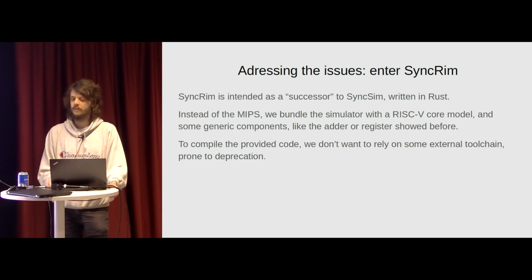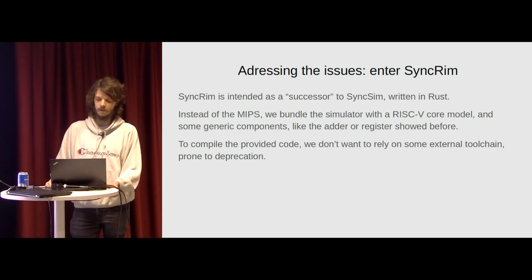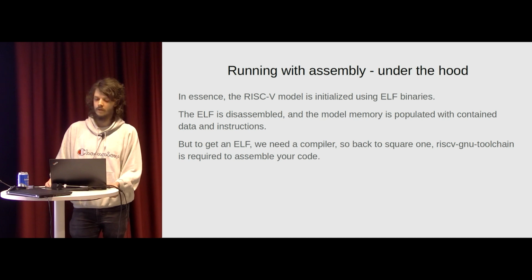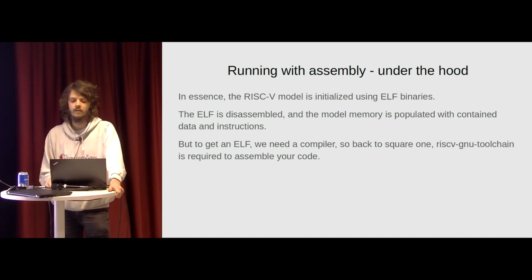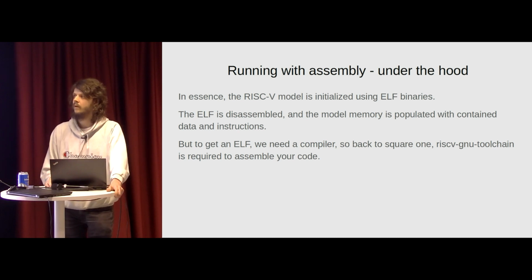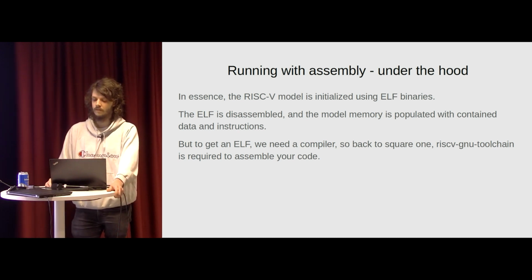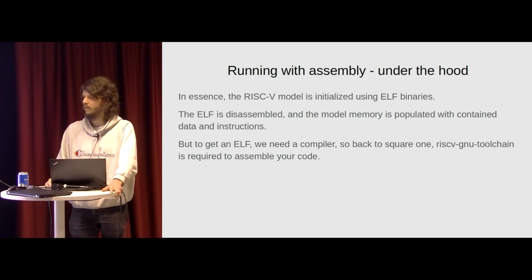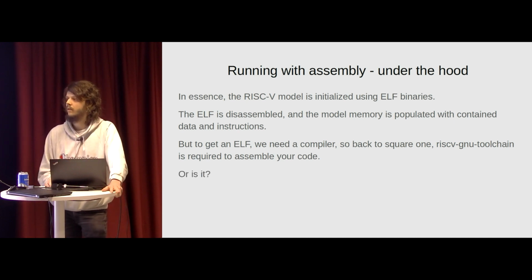This time around, to compile the user-provided code, we didn't want to rely on some external tool chain. But how can we do that? Essentially, the RISC-V model memory is initialized using an ELF binary, which we disassemble, and we populate the memory with the data and the instructions contained within. But to get an ELF, we need a compiler, so we are back to square one, RISC-V GNU toolchain. Or is it?